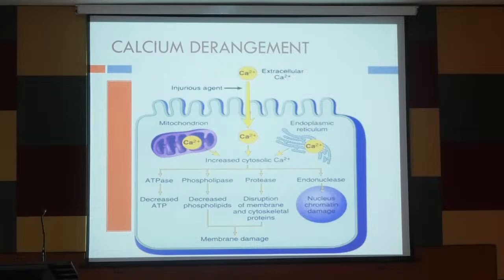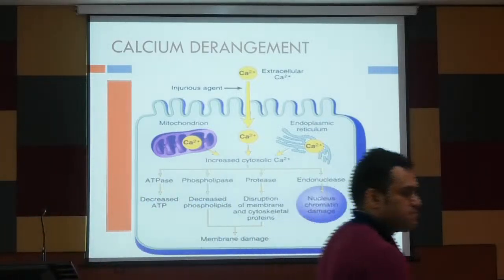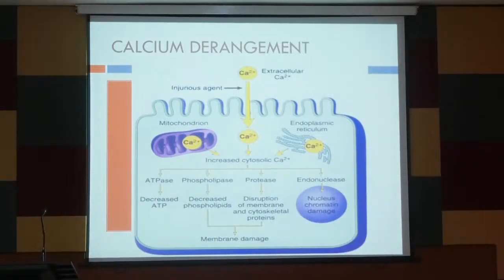So when there is damage, there will be a flux of calcium from the cellular organelles into the cytosol, which will result in an increase in cytosolic calcium. Increase in cytosolic calcium will activate various enzymes. Which enzymes are activated? ATPase, protease, endonuclease, phospholipase. So what are the functions of these?